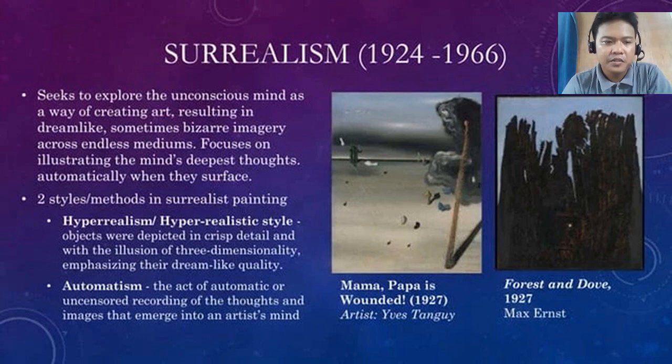Next is Surrealism. It seeks to explore the unconscious mind as a way of creating art, resulting in dreamlike, sometimes bizarre imagery across endless mediums, focusing on illustrating the mind's deepest thoughts automatically when they surface. It has two styles, guys. First is the hyperrealistic style, and the second one is automatism.